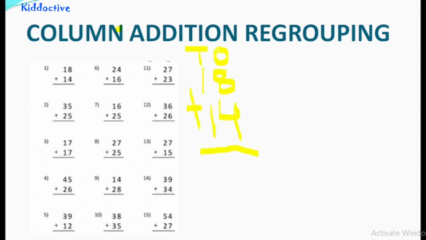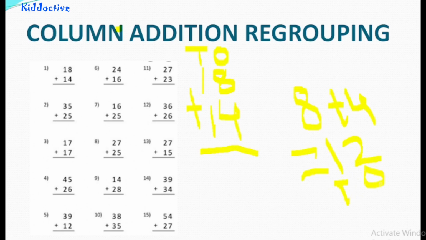tens place, ones place. Now we are going to regroup. How are we going to regroup? Here it's written 8 plus 4, so we are going to add it here. 8 plus 4 equals, tell me, 9, 10, 11 and 12. So again we got a two digit number. So how are we going to write it?